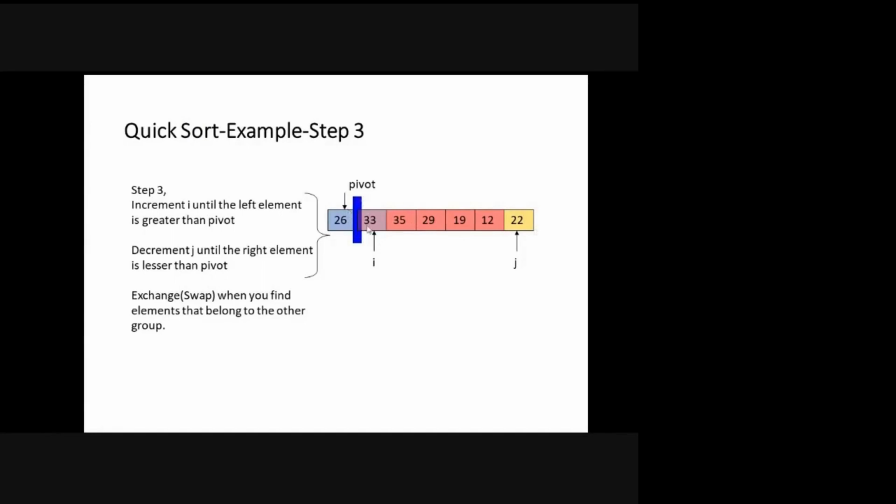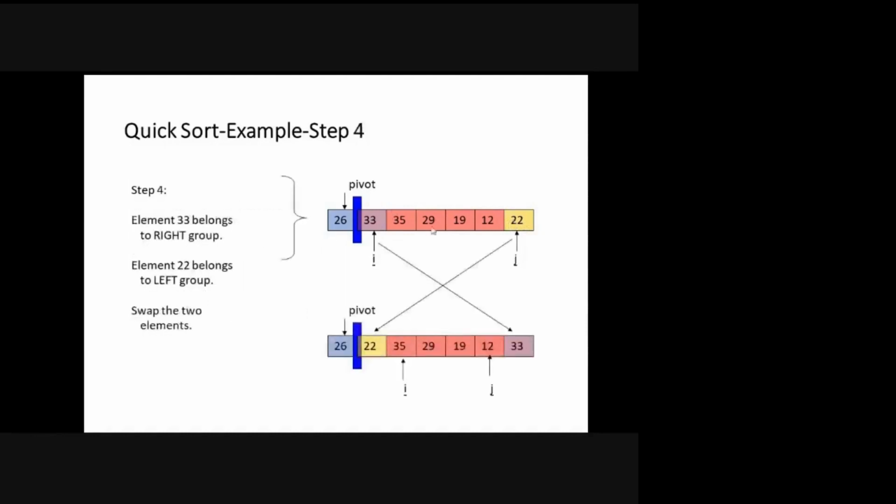If you increment I and find an element greater than the pivot, it stops there, and then it starts to decrement j. J also, when the element is greater than the pivot, it keeps decrementing, but when it finds an element less than the pivot, what happens is they get swapped. I and j get swapped over here. So this is what is happening here.